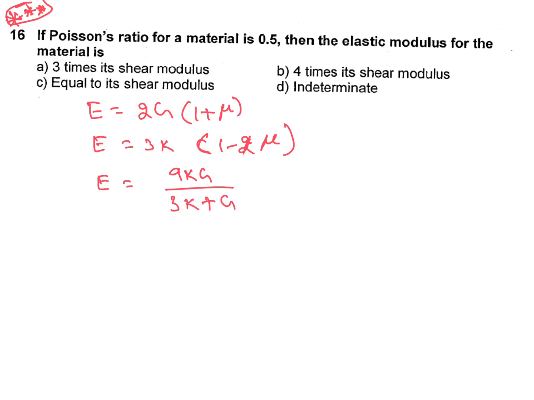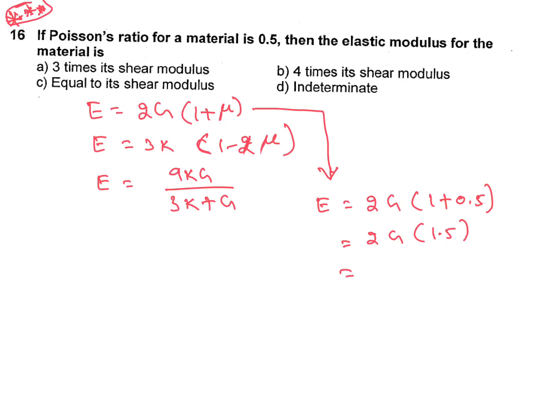Here in this question, we use the first formula: E equal to 2G into (1 plus Poisson's ratio), given 0.5. So it's 2G into 1.5. It's 3 into G. Elastic modulus for the material E equals 3 times the shear modulus. A is the answer.